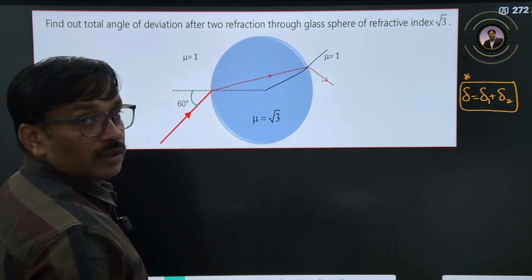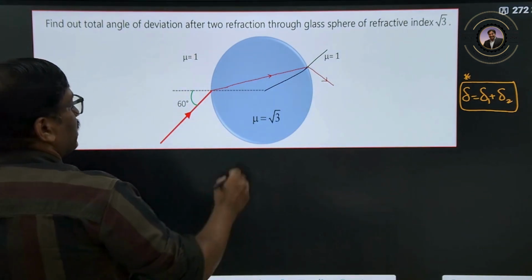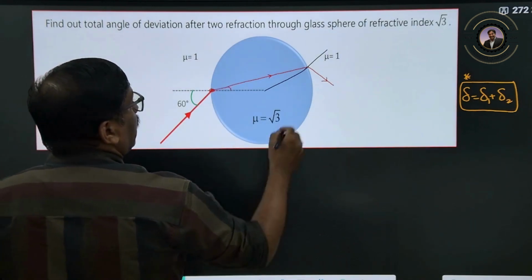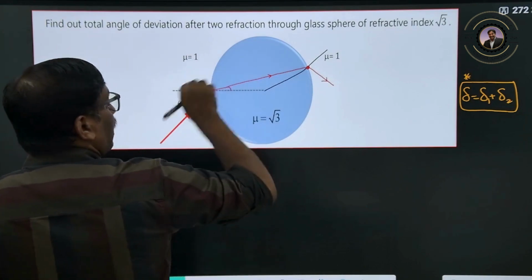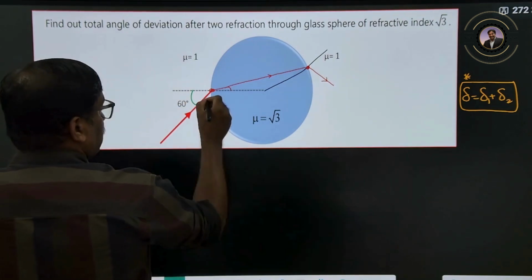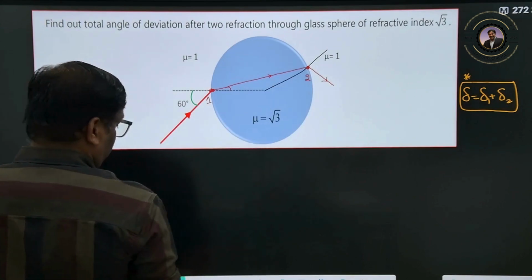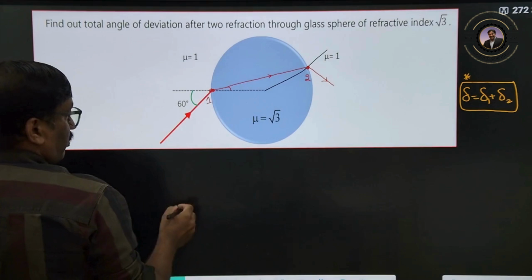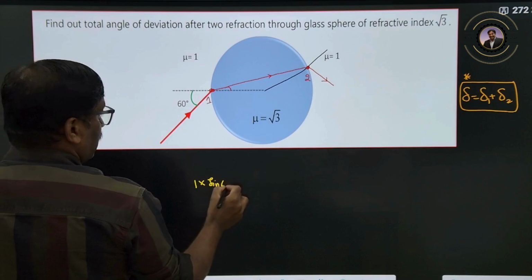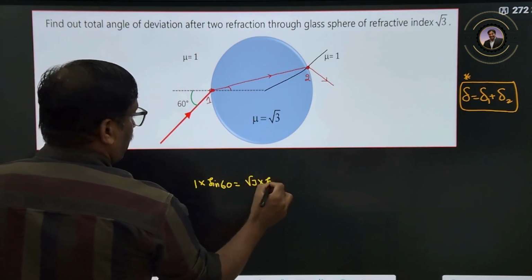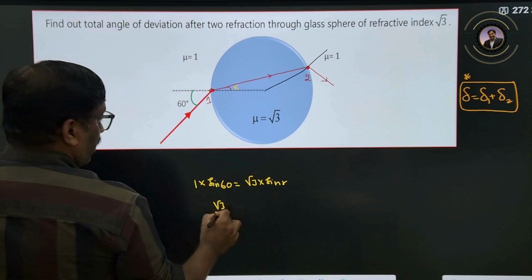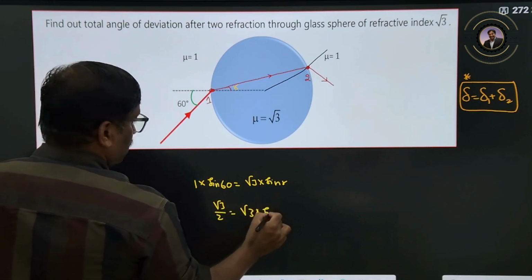Clear? So now we will see what this angle will be. This angle we want to calculate. Apply Snell's law here, then apply Snell's law here. Then calculate the angle of deviation at this point. This is your first point and this is your second point. Clear? So now first, apply Snell's law. Entering from this one, 1 into sin 60 is equal to root 3 into sin r. This is your r. Clear? Sin 60 is root 3 by 2, equal to root 3 into sin r.